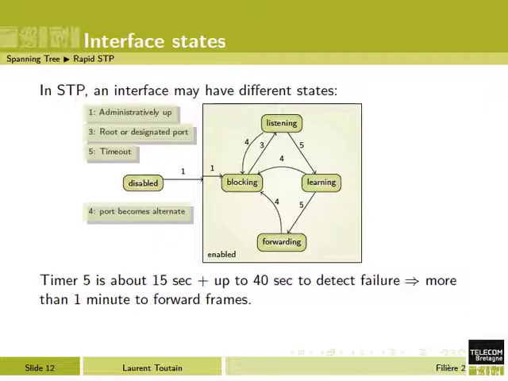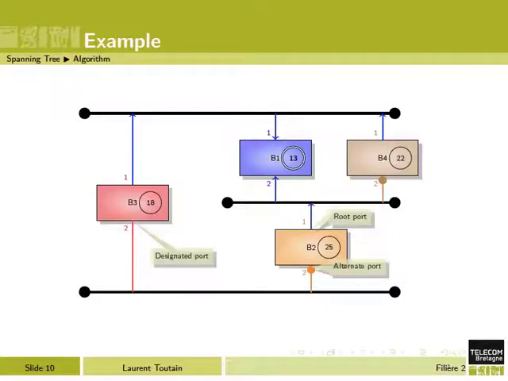But you see that this process is quite long. It takes up to 40 seconds to discover, for example, that the element that was sending you something smaller than you has disappeared from the network, and you may start again to do this. So it takes about 1 minute to bridge the traffic. So if I come back to the example here, when I want to reach a device on the lowest network, and I'm in the upper network, normally I go through B3. But if B3 fails, then I will not receive the smaller announcement from this equipment anymore. So it means that after 1 minute, I can activate this interface.